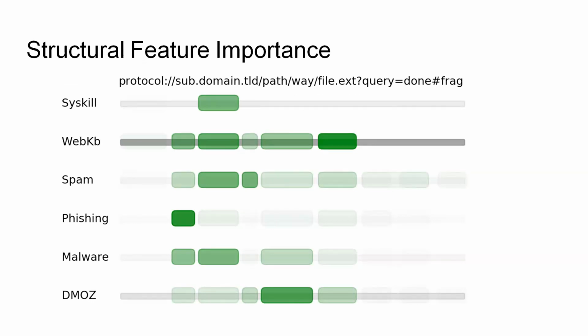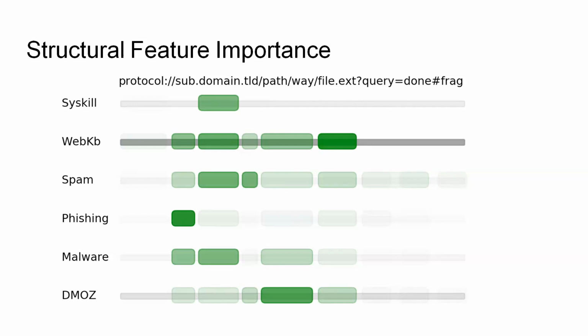We have a few things there, like the length of the URL in characters, the proportion of the characters that are numeric, and the proportion that are not alphanumeric. So just general standard features that involve the whole URL. The green boxes show you features derived just from that specific part of the URL, and the intensity of the green shows you how important it was.